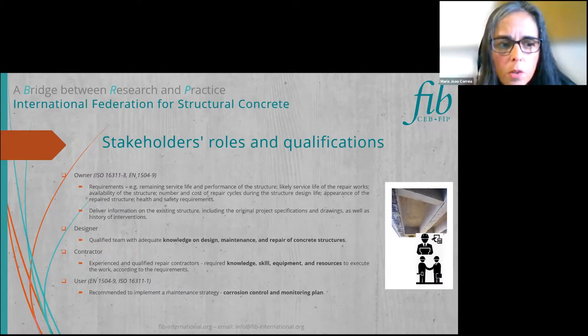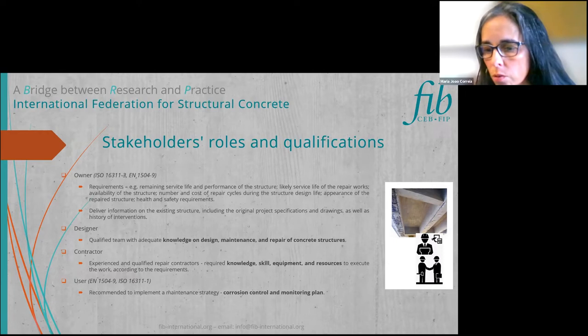General requirements, roles, and qualifications are applied to the stakeholders according to the relevant standards. The owner should establish the requirements and deliver information on the structure. The designer should have the knowledge on design, maintenance and repair of concrete structures. The contractor should have the knowledge, skill, equipment and resources to execute the work according to the requirements. And the user is recommended to implement a maintenance strategy with special care to corrosion control and the monitoring plan.